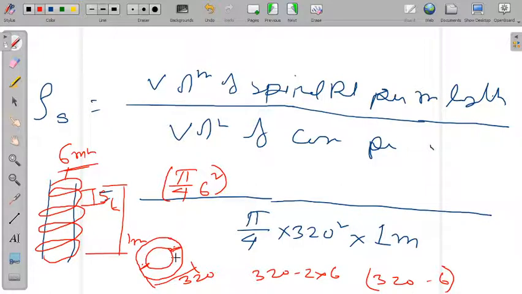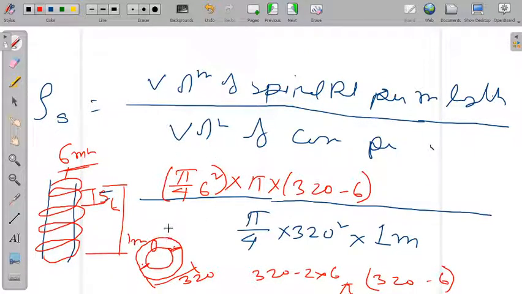Now for one round, what is the length? Circle perimeter is how much? Pi d. So if I multiply it by pi d. So for one round, the area is pi by 4 into 6 square, and for one round, what is the length? Length is pi into d. So I can write here multiplied by pi into 320 minus 6. Okay. So this is the volume for one round.